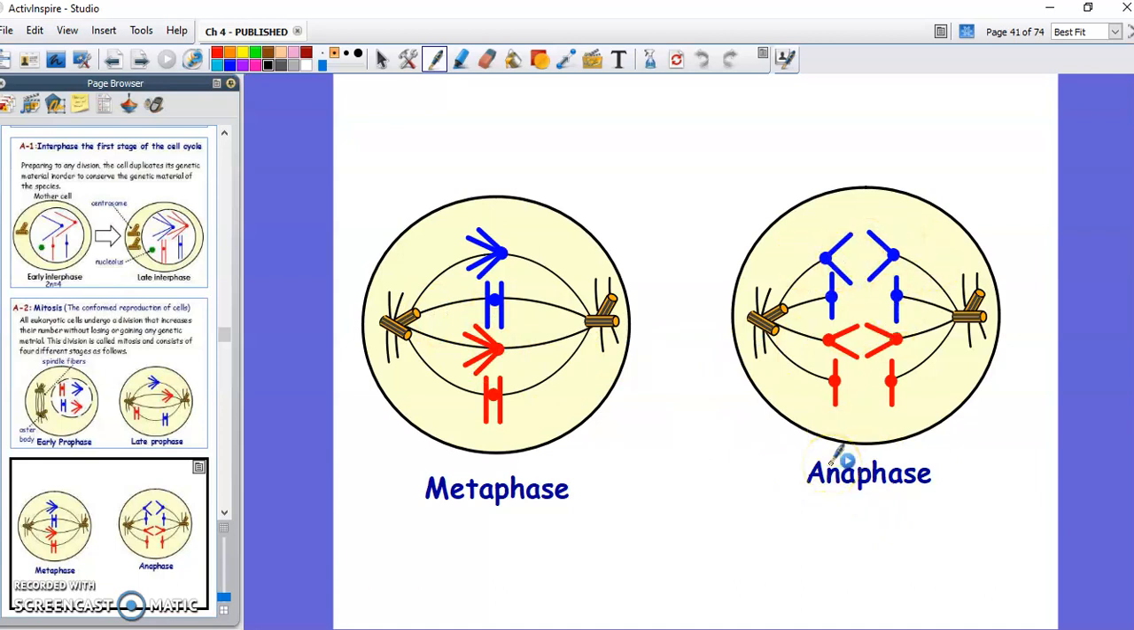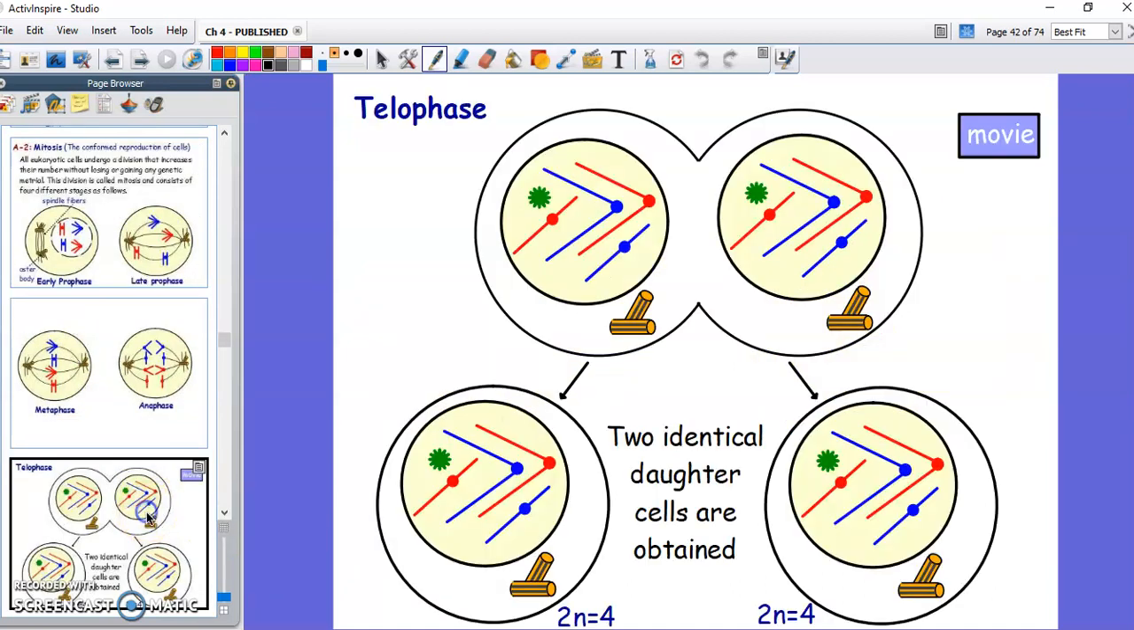They split, and each sister chromatid will be separated from the other, as you see here. Then, after this, we have the telophase. During telophase, as you notice, the nuclear membranes are appearing again, and the cell is starting to be divided into two, which is known as cytokinesis.